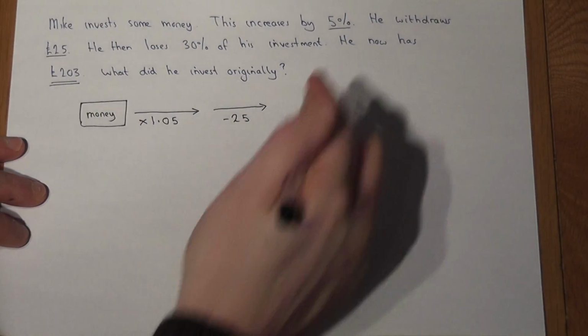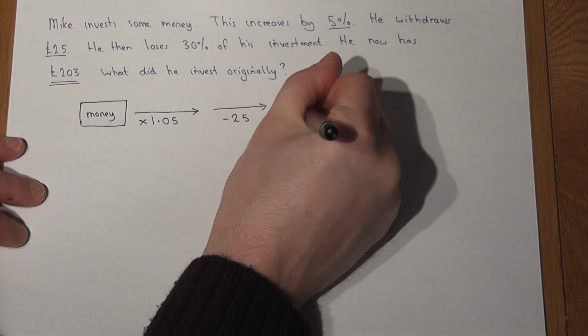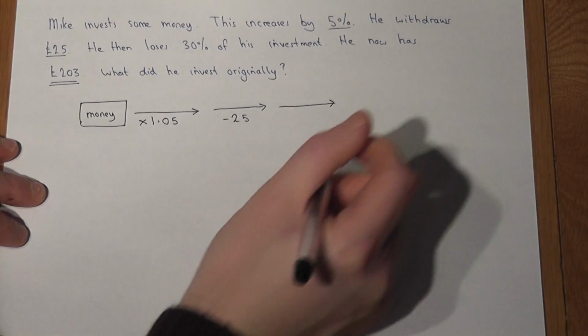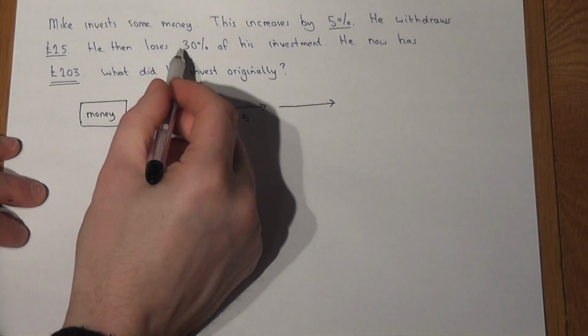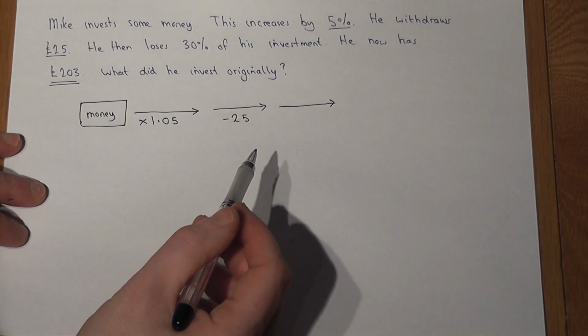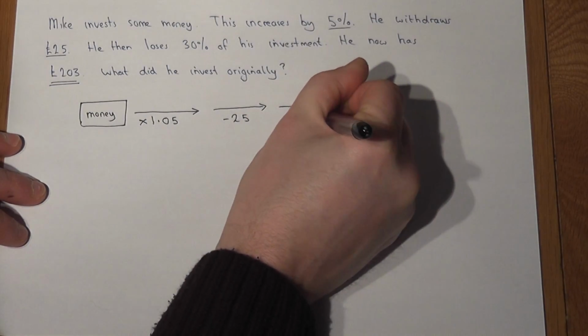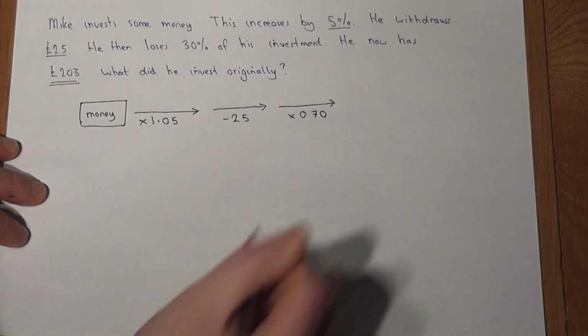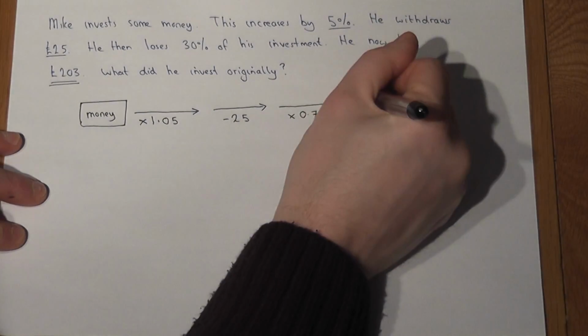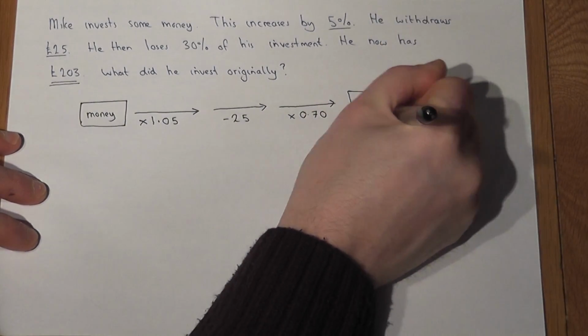He then loses 30% of his investment. Well, to take away 30% is the same as finding 70% or timesing by 0.70. And he now has £203.